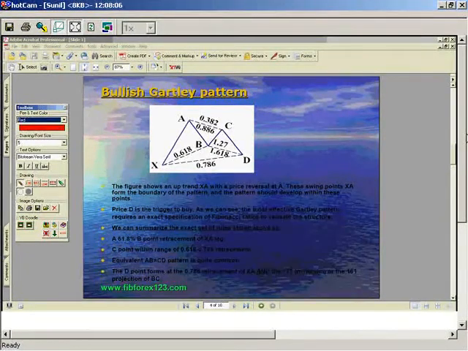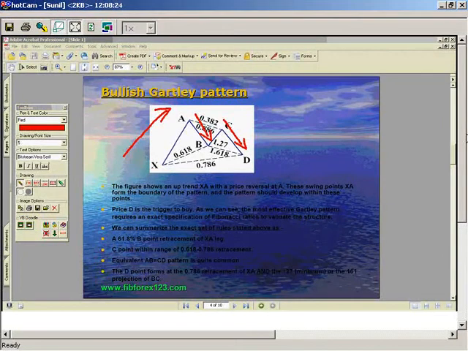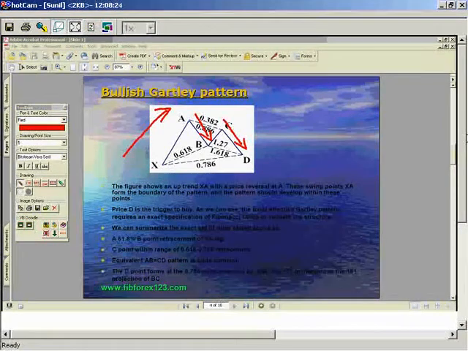Coming down to a harmonic pattern. Now this is a Gartley pattern. Let's not talk about a Gartley, let's talk about a harmonic pattern as a whole. The basic point is, what is a harmonic pattern? In brief, a harmonic pattern is one impulsive move followed by two corrective moves. If you look at the structure of a harmonic pattern, this is what it is.